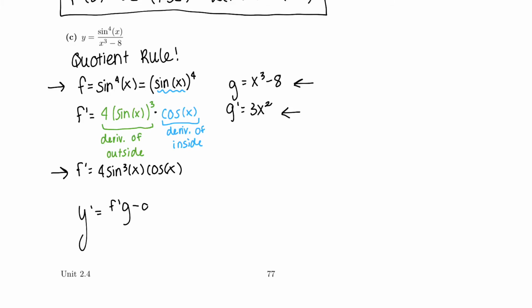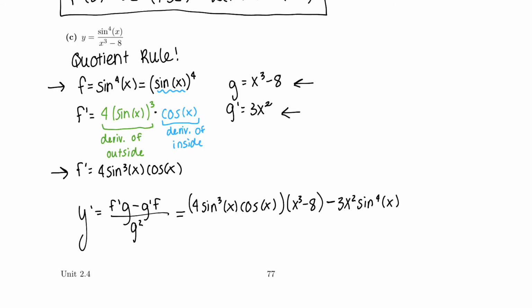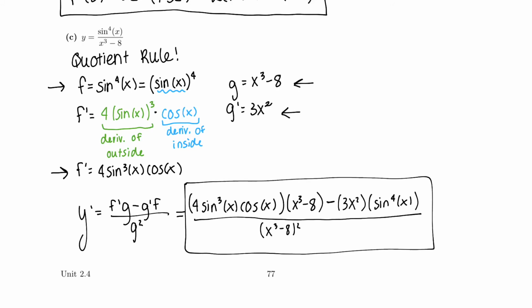Quotient rule: f prime g minus g prime f all over g squared. F prime is 4 sine cubed x cosine x. G is x cubed minus 8, minus g prime, which is 3x squared, and f is sine to the fourth of x. If you want parentheses on that, I could also put parentheses on that just to separate them for your viewing pleasure. All over g squared, so x cubed minus 8 quantity squared. And that whole giant thing, that beautiful giant thing right there, is the derivative.